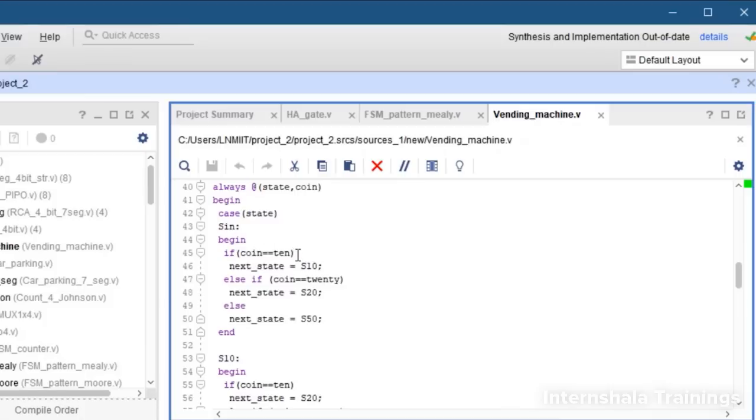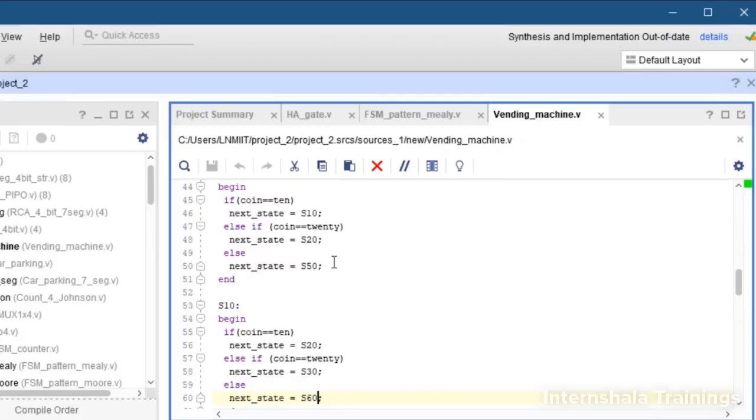In S initial, if the input is 10, we go to S10. If the input is 20, we go to S20. Otherwise, we go to S50. So this is a simple 3-case if-else using S initial.